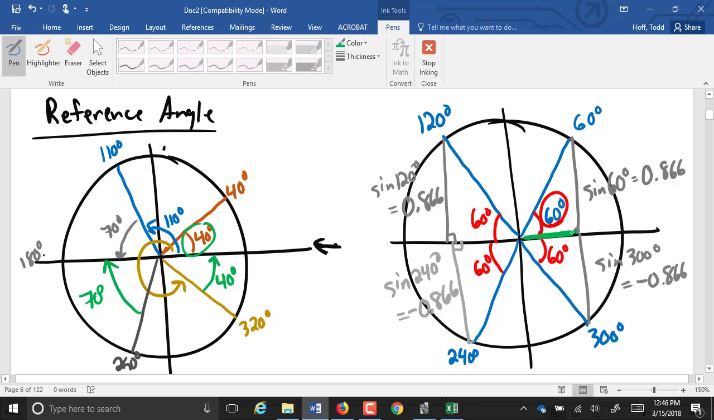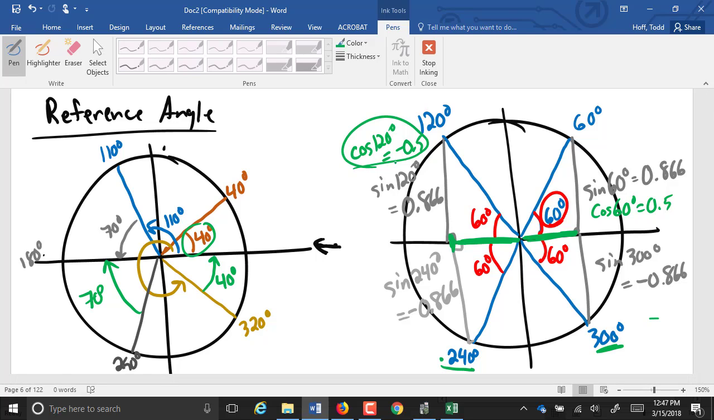What would the cosine be here for this one? Well, cosine of 60 is 0.5. Well, guess what? Cosine of 300 is also 0.5. A little easier to see that one because it's the same spot on the graph. It's on the axis. Cosine of 120 is negative 0.5. Same distance, just in the opposite direction. Cosine of 240 also negative 0.5. So the sines and cosines of those angles are related if they have the same reference angle.